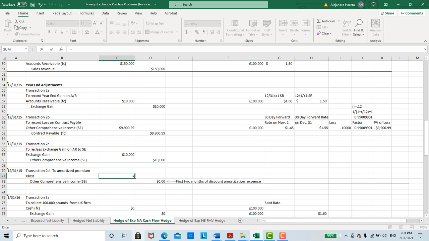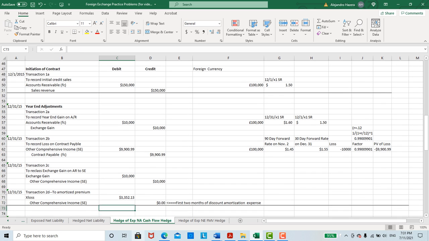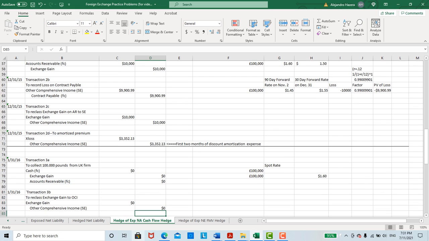And this is why I did the amortization table, so that we would not worry too much about this. So the first 2 months of the amortization, we're going to amortize $1,685 the first month, and we're going to amortize $1,666 the next month. And so our total amortization is $1,352.13 and then $1,352.13.